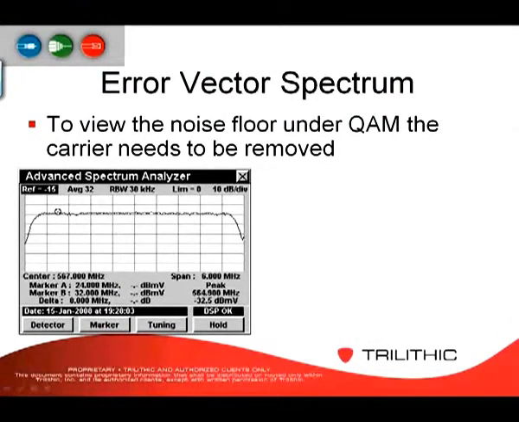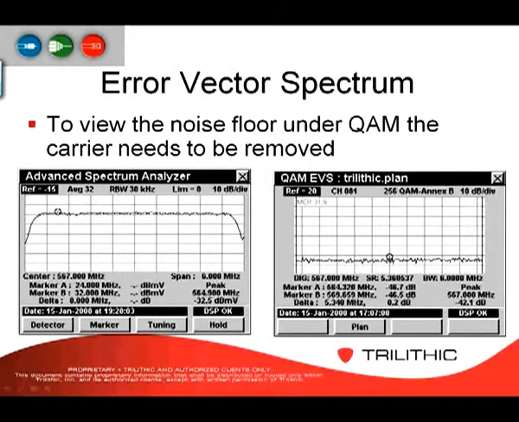One of the ways is using error vector spectrum. In the 860 DSPi, it's called EVS, and this allows you to look at noise under that QAM carrier. So if you look at the screen, you see the digital haystack that I've talked to you about in that 6 megahertz span. Now, we can't see what's going on under that QAM carrier.